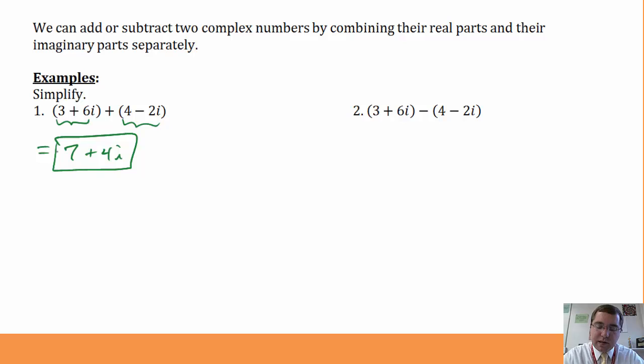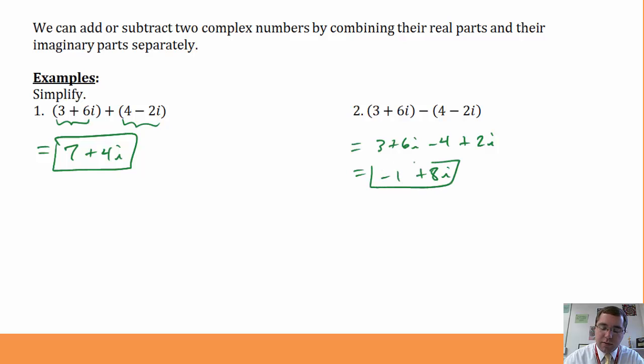Number 2, (3 plus 6i) minus (4 minus 2i). So we need to take that minus and distribute it, make it minus 4 plus 2i. So we've got 3 minus 4, that's -1, 6i plus 2i, that's 8i. So -1 plus 8i. And always write it like that, where you write the real part first and then the imaginary part.